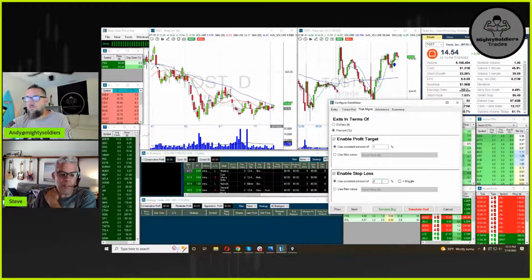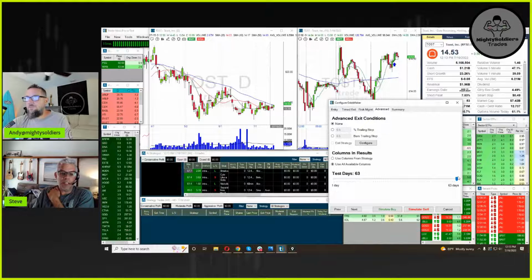If any of these simulated trades wind up losing 2%, well, that's my stop. So I'm risking 2% to try and make 7%. So 1 to 3.5 ratio on the risk reward. You can't go wrong there. Advanced, again, 63 days. So I'm going to ping all of our data in the entire database going back 63 days. Sometimes it's 64. And I'm going to say, what happens if I simulate sell?